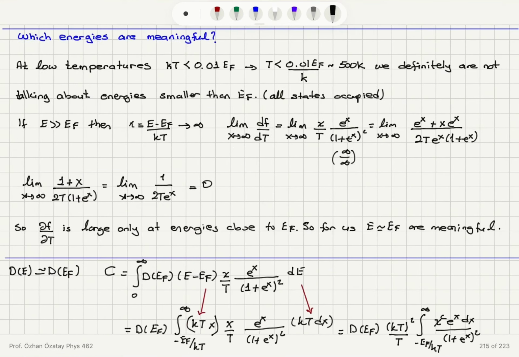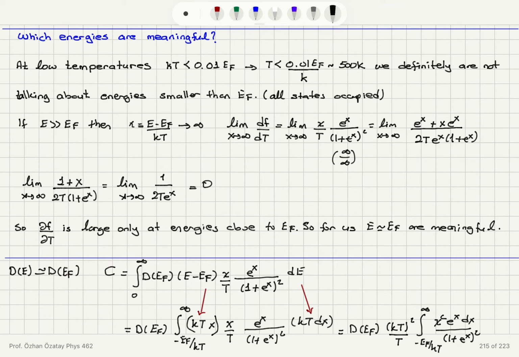So I ask myself which energies are meaningful. At low temperatures, kT is much less than 0.01 E Fermi. So we will find that low temperature here means, for 0.01 E Fermi over k, roughly around 500 Kelvin. So when we talk about room temperature, slightly higher temperatures or lower temperatures, we are always in the low temperature regime. So we're not talking about energies smaller than E Fermi, where all states are occupied.